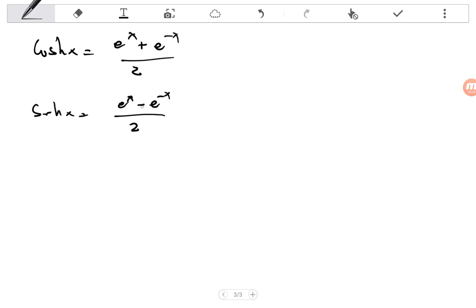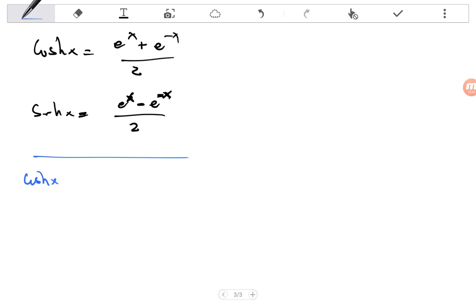Now let's return to these: cosine x is e power x plus e power minus x over 2, and sine x is just e power x minus e power minus x over 2. Now these two definitions must be memorized. We'll need them in our problems. Now let's derive some rules. One first rule: what if we add up these two definitions?